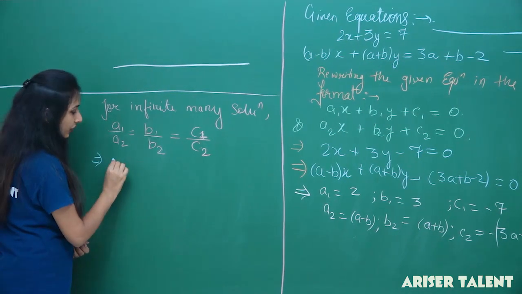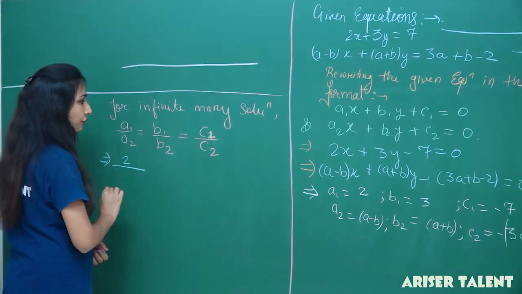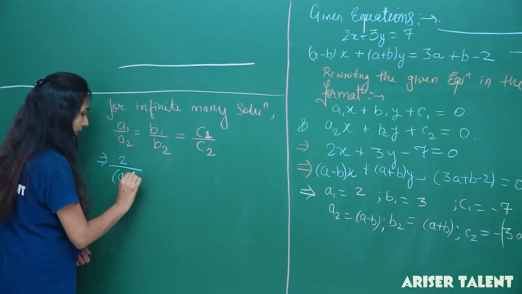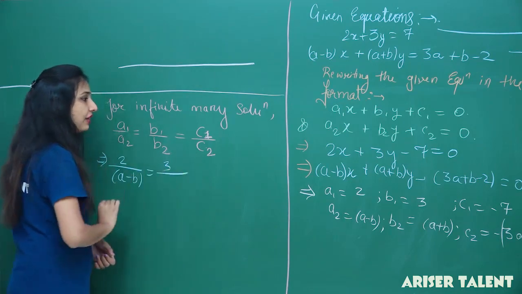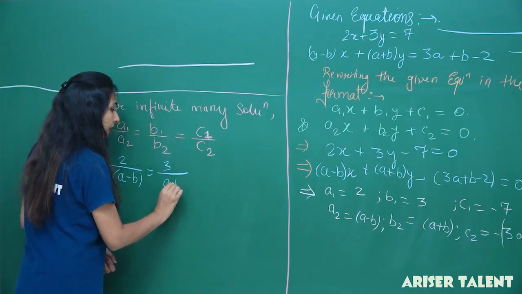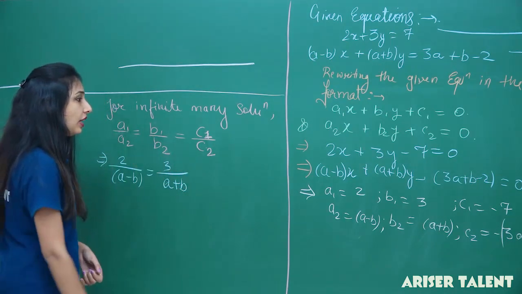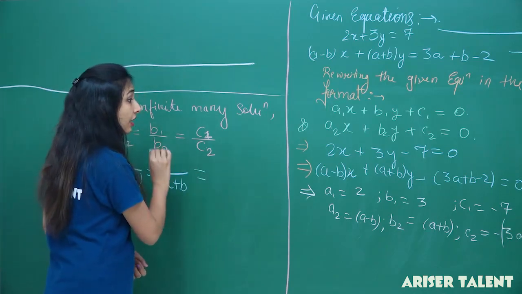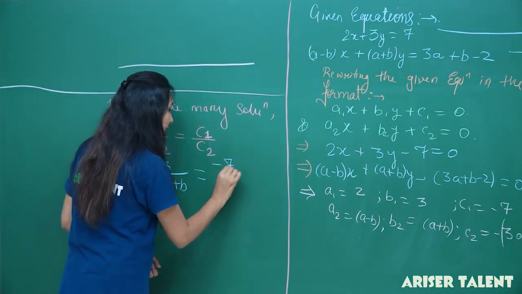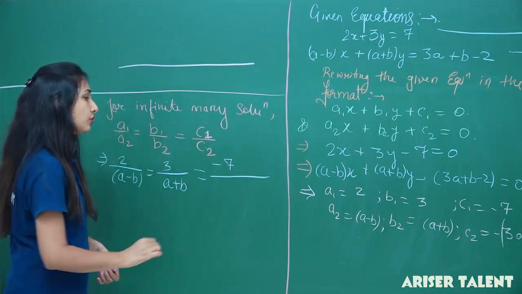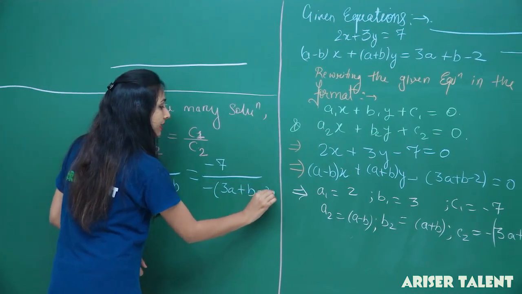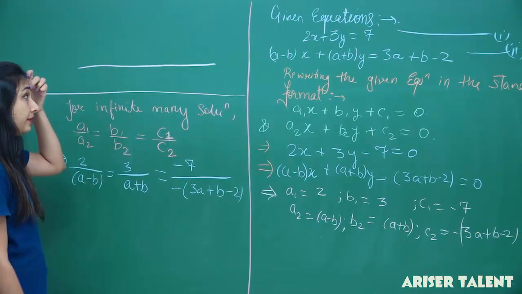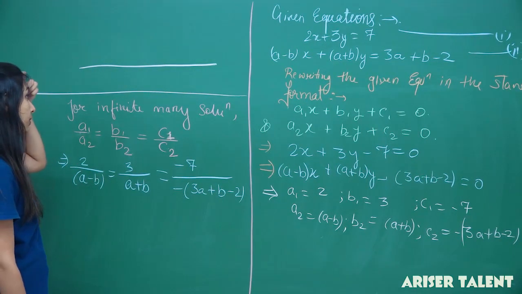This implies that the value of a1 is 2 here and the value of a2 is a minus b. The value of b1 is 3 here and the value of b2 is a plus b. Now the value of c1 is minus 7 here and the value of c2 is minus of 3a plus b minus 2. Okay, noted?